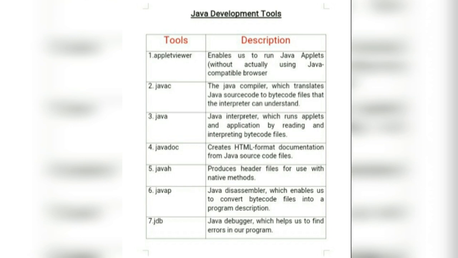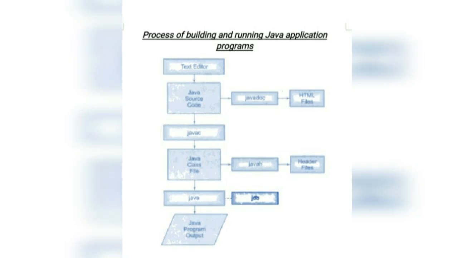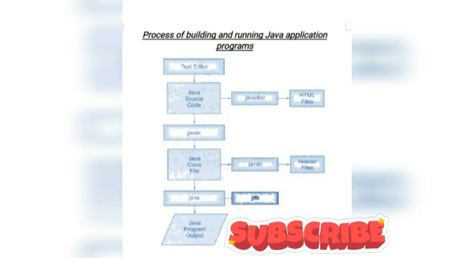Now moving towards the next, which is javadoc, which creates HTML format documentation from Java source code files. The next one is javah, which produces header files for use with native methods. Then javap, that is the Java disassembler, which enables us to convert the bytecode files into a program description. Then jdb, which is nothing but a Java debugger, which helps you to find errors in our programs.